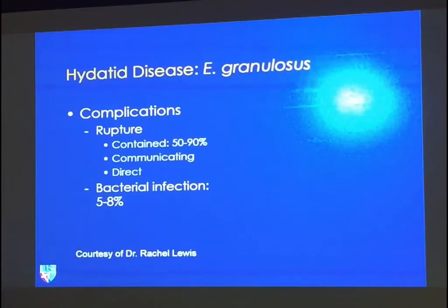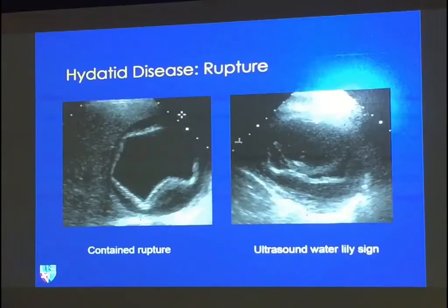You can have a communicating rupture where the cyst ruptures in communication with the biliary system. And then you can have a direct rupture, which depends on where the lesion is located, but it can either rupture into the peritoneal cavity or into the pleural space. And then you can have superinfection, so bacterial infection. So here are some examples of rupture.